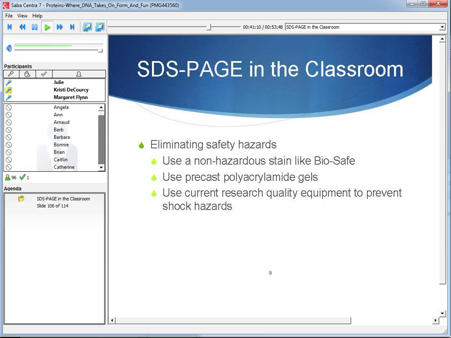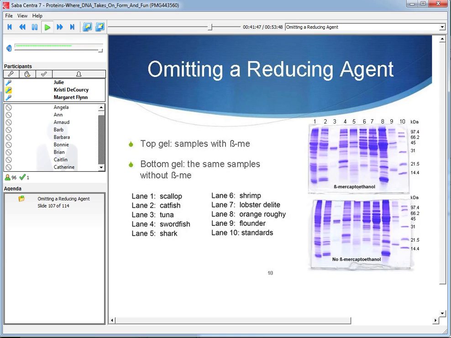Obviously in a classroom you want to try to eliminate as many safety hazards as possible. One thing is, of course, use precast gels. If you can avoid using neurotoxins in the classroom, that's always a good thing. Use a stain that doesn't require organics. Use something like one of the BioSafe stains, so that you don't have to have the methanol and acetic acid. Current research equipment, most of what's out there now, is designed to prevent shock hazards. So if the lid comes off, you no longer have a current and there's no danger of a shock. One other possible way is you can eliminate the reducing agent.